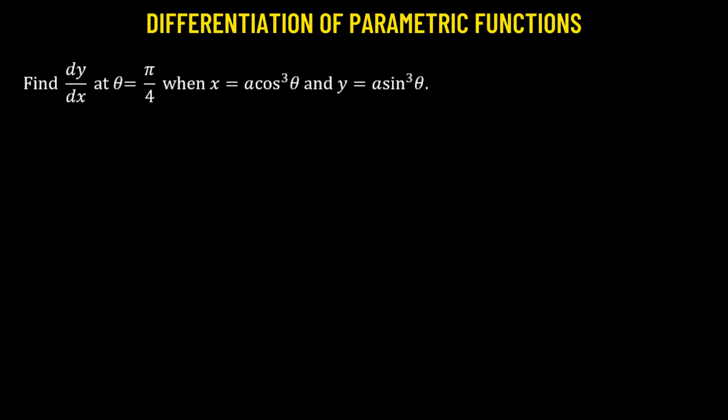We need to obtain the value of the derivative of y with respect to x at theta equals pi over 4 radians, whenever x and y are given in parametric form. So in our case, x and y are dependent on the parameter theta.